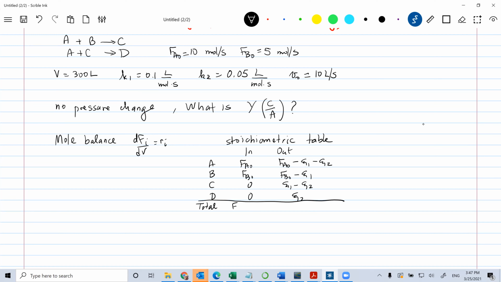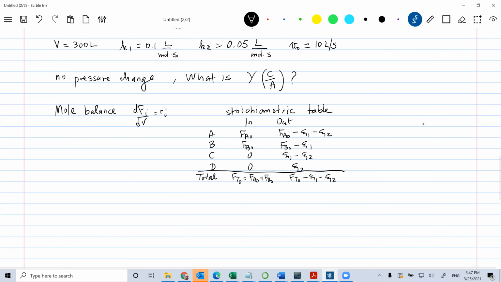We call that F_T0, which is F_A0 plus F_B0. If you add everything up here, it's equal to F_T0 minus the extents, eta 1 and eta 2. So this is your total molar flow rate out. You also have to calculate your volumetric flow rate out, which is V naught.